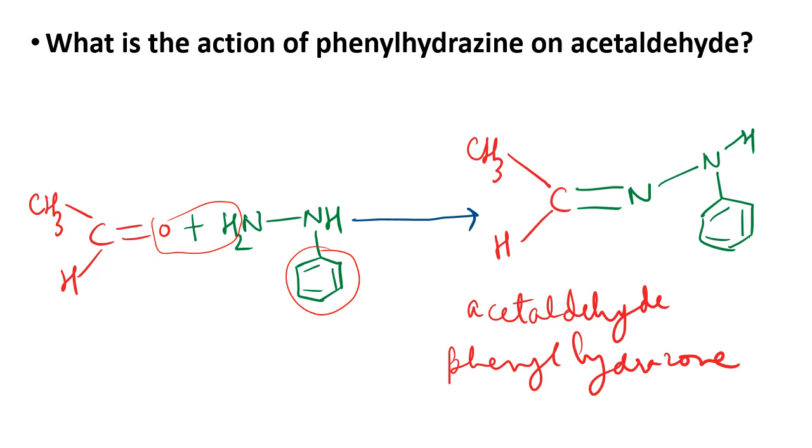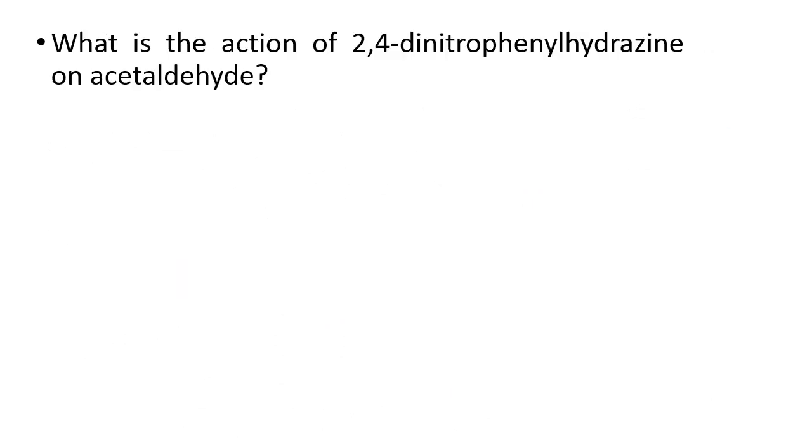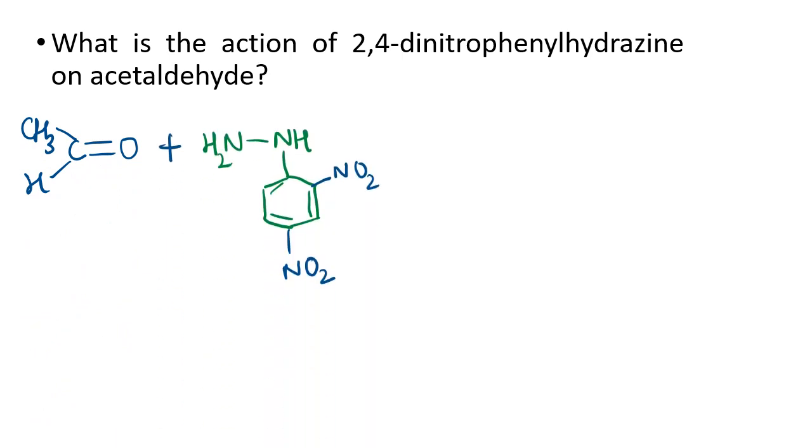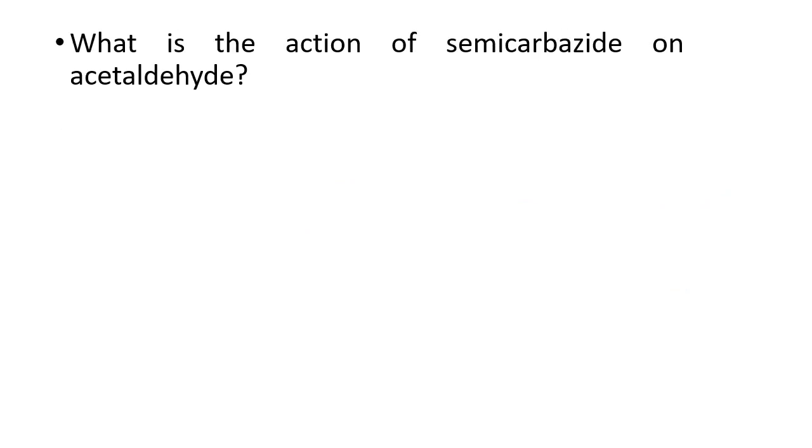Now we'll go to another derivative of ammonia. We will look at the fourth derivative of ammonia, 2,4-dinitrophenylhydrazine. The product will be 2,4-dinitrophenylhydrazone. So what we are doing is acetaldehyde is getting reacted with 2,4-dinitrophenylhydrazine. Because of these two nitro groups at the second and fourth positions, the name is 2,4-dinitrophenylhydrazine. What you are supposed to do is the simple condensation reaction, and loss of water generates a double bond between carbon and nitrogen, and the product will be called 2,4-dinitrophenylhydrazone.